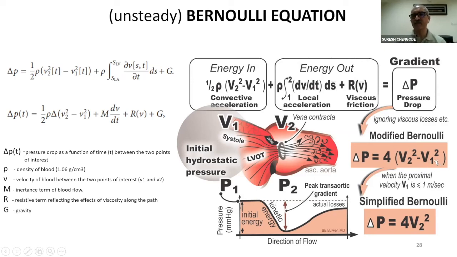The proximal velocity is quite small in comparison to the distal velocity, and when it is squared, it becomes even lesser. And when it is subtracted, it doesn't make any difference in the value that you get. But it is not true all the time.